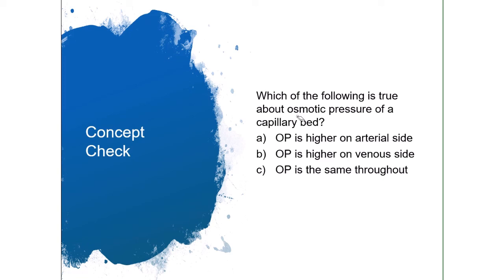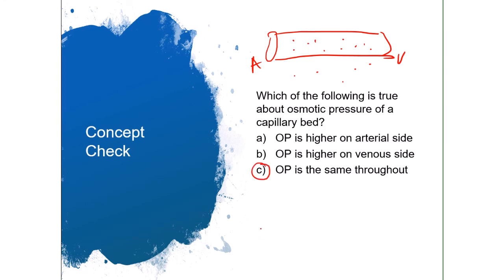Which of the following is true about osmotic pressure of a capillary bed? Osmotic pressure is created by the solute concentration difference, and that difference is pretty much the same on either side, the A side and the V side, and as a result, it will be constant throughout.